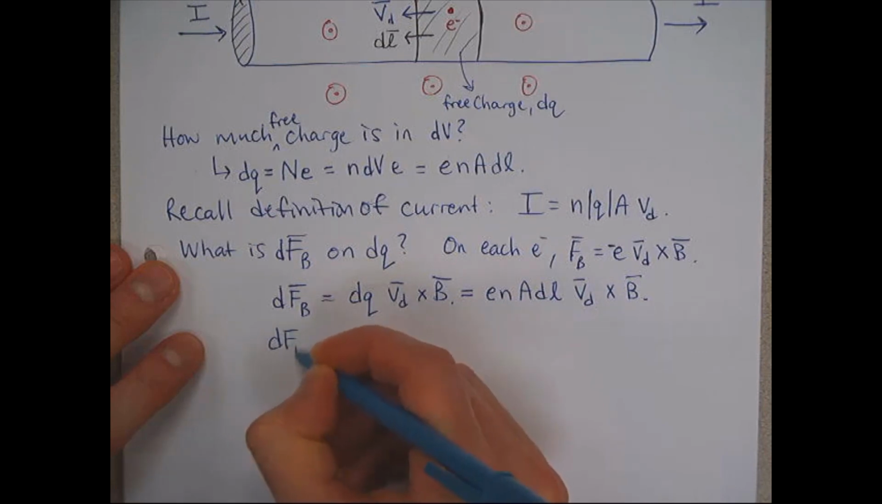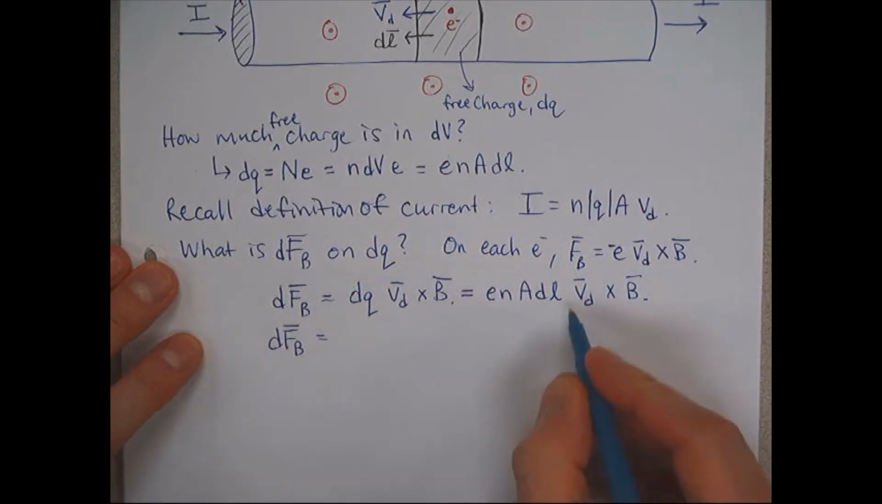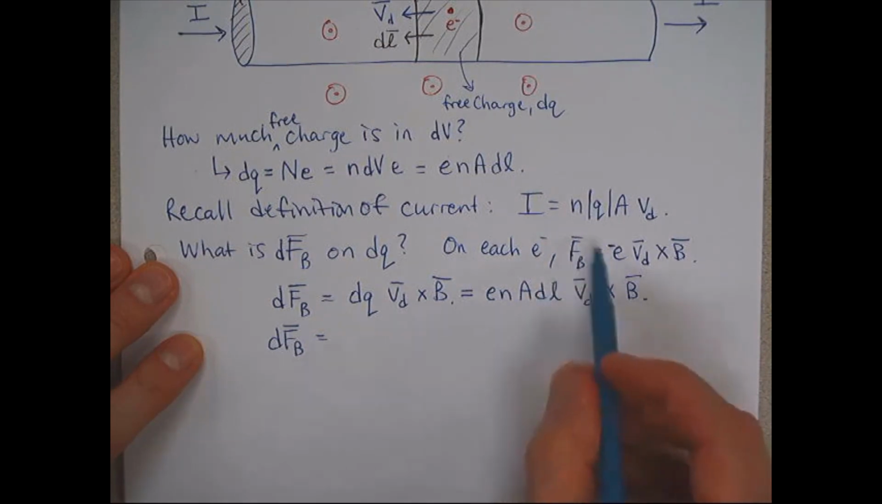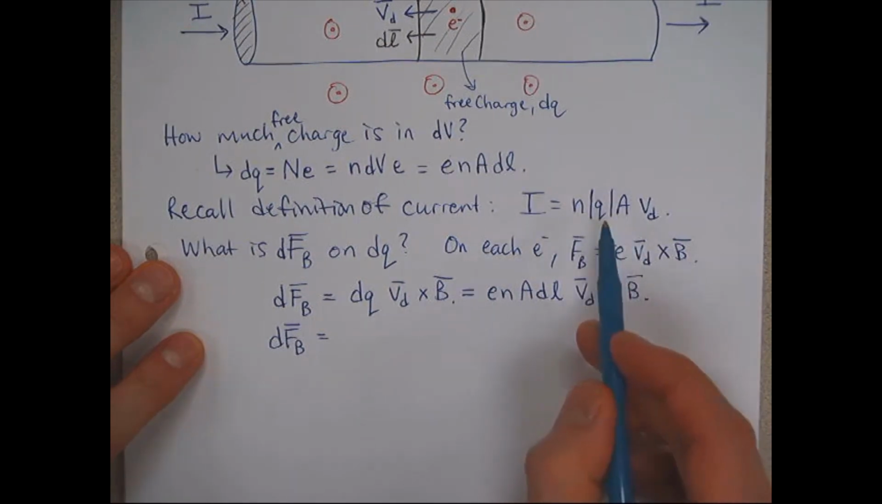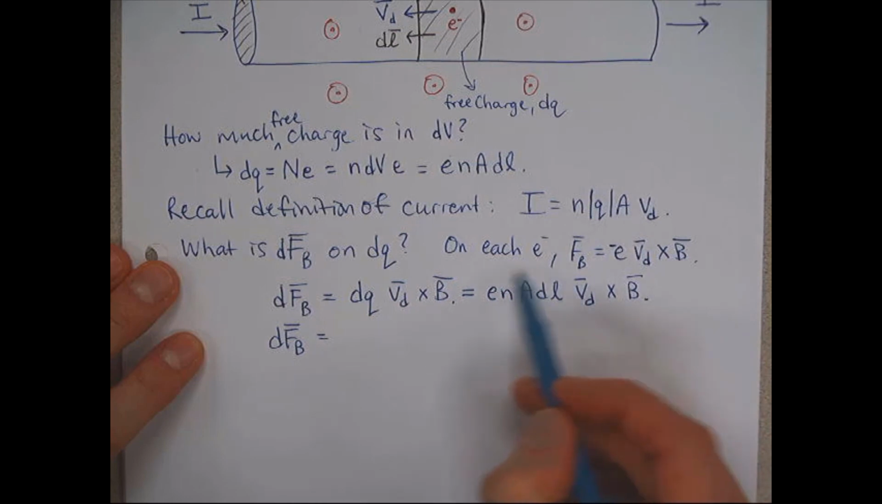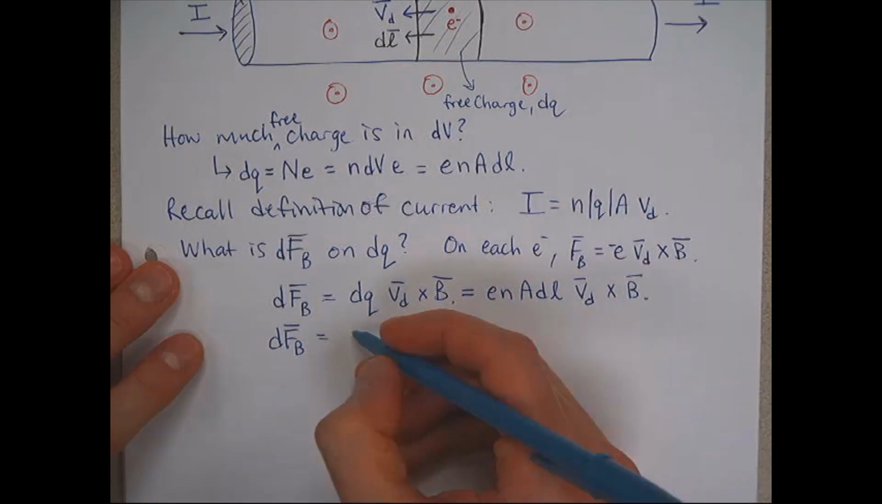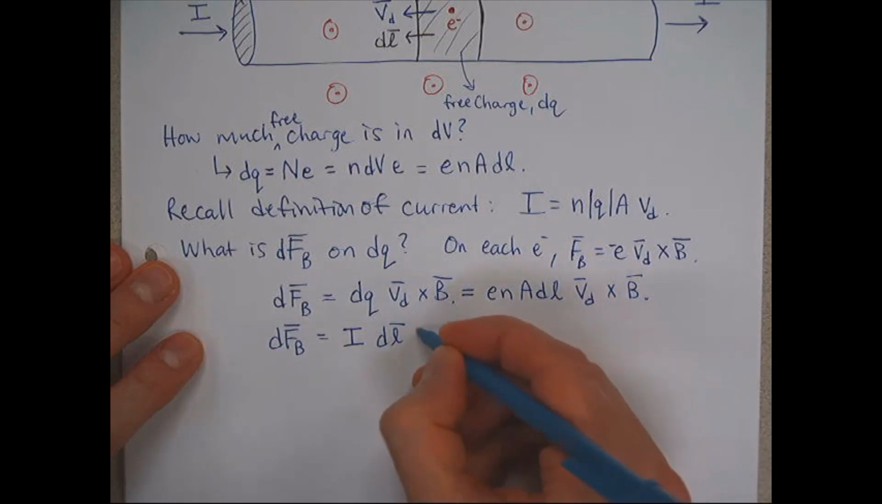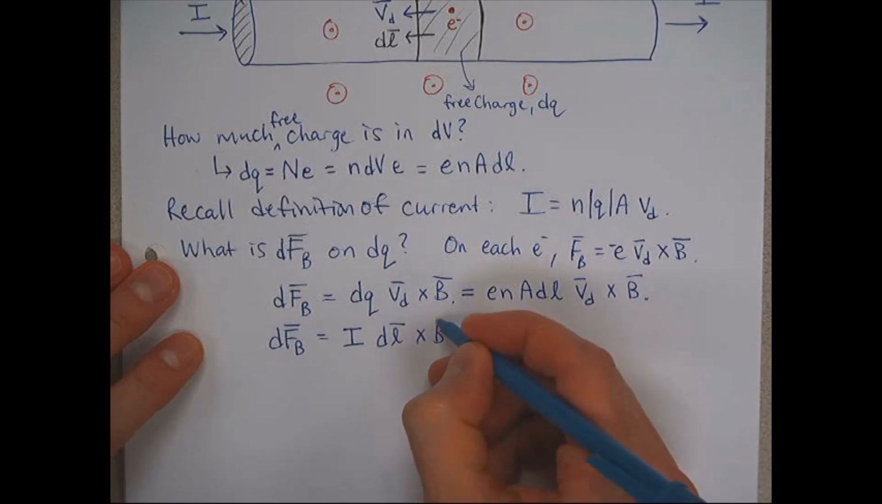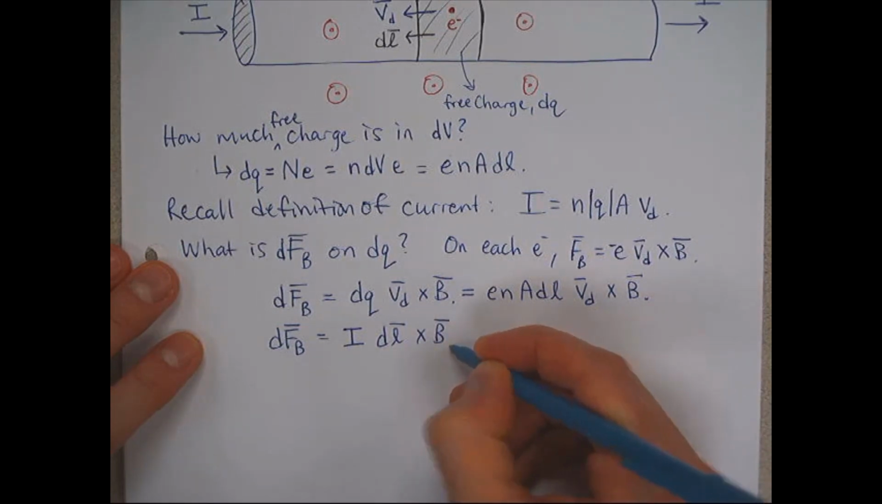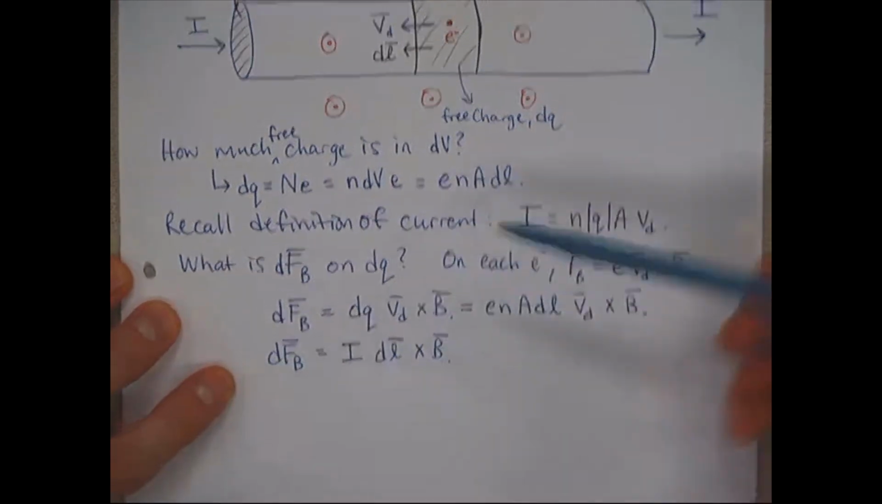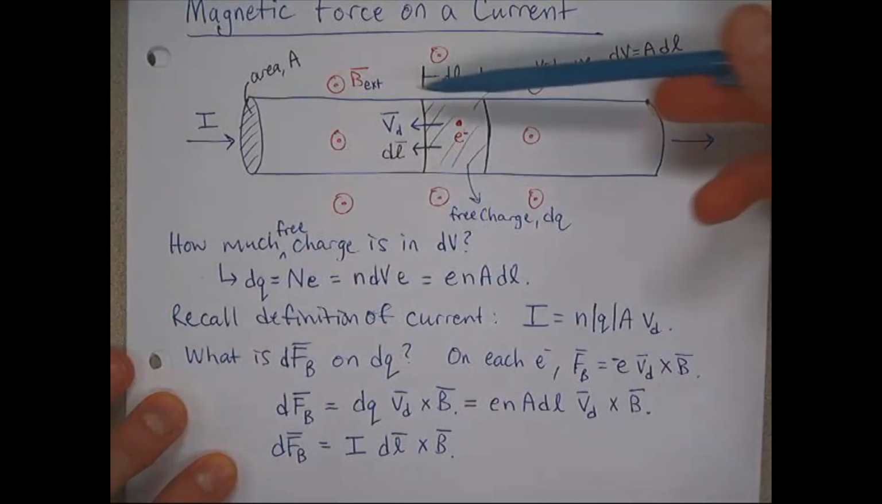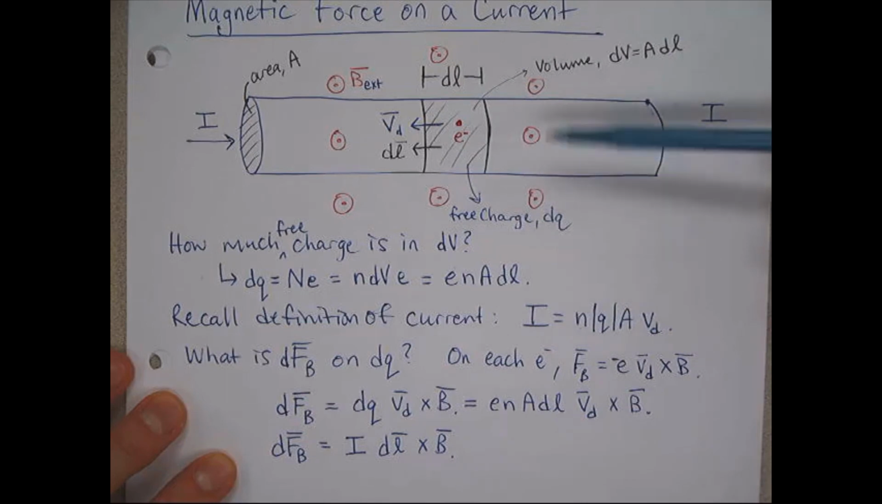So we have that dFB. Now pulling the charge, number density, area, and vd together, I'll just call that the current. And we have dl crossed with the B field. So this is good for the force on an infinitesimal length of the wire.